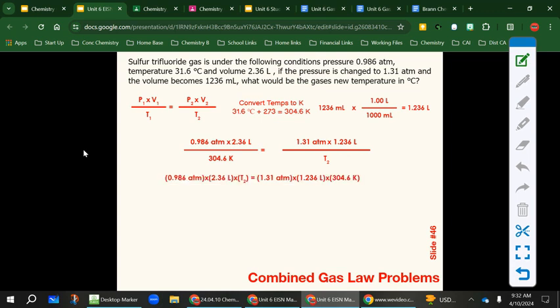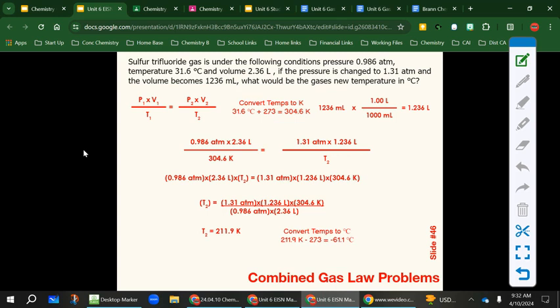Take and put everything on one line, ladies and gentlemen. We're going to divide this side by 0.986 times 2.36. What we do to one side, we do to the other. Atmosphere and atmospheres cancel. Liters and liters cancel when this is brought down to be under this side. The only unit we are left with is Kelvin, ladies and gentlemen. Okay? Do the math. We get 211.9 Kelvin.